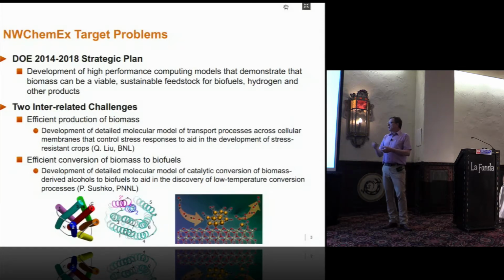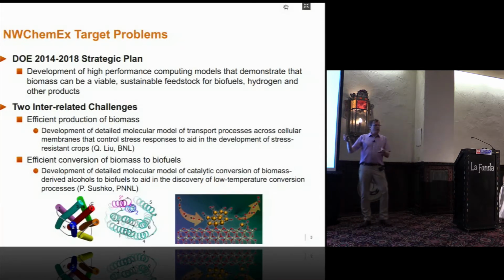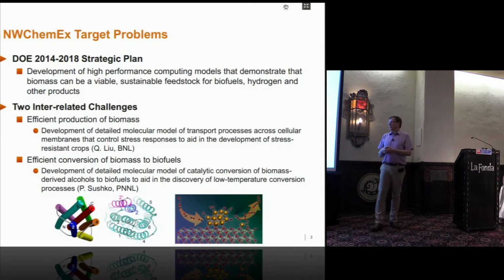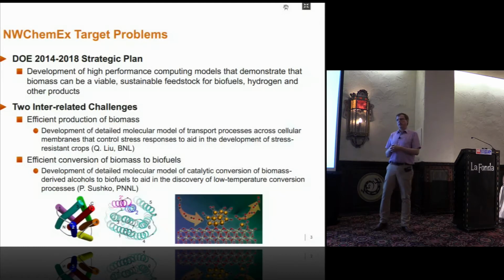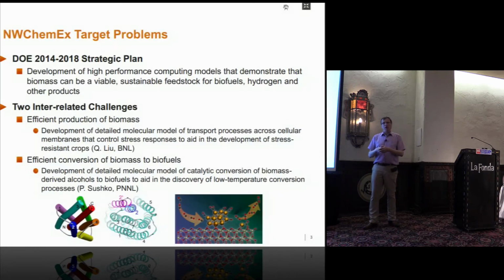And the 2 main challenges that we're focusing the initial development on are efficient production of biomass, which is basically sustainable energy production technology. And for that, we really need to get down to the point where we can have quantitative modeling of what's going on at the membrane level of cells and crops. And then converting that biomass into fuels and other chemistries. And that involves understanding all sorts of details of large molecules.